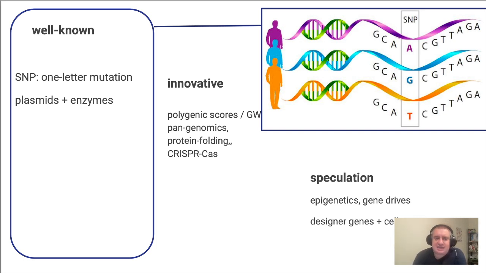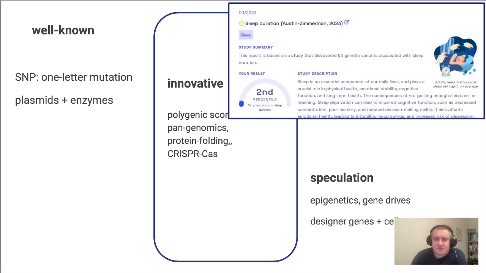So SNP is a single nucleotide permutation, or one letter is changed, and pretty straightforward. You have it, then something happens. You don't have it, then you don't have that outcome. So those are pretty easy to understand. The next category of example that I gave was things that are innovative, things that people are studying a lot right now.